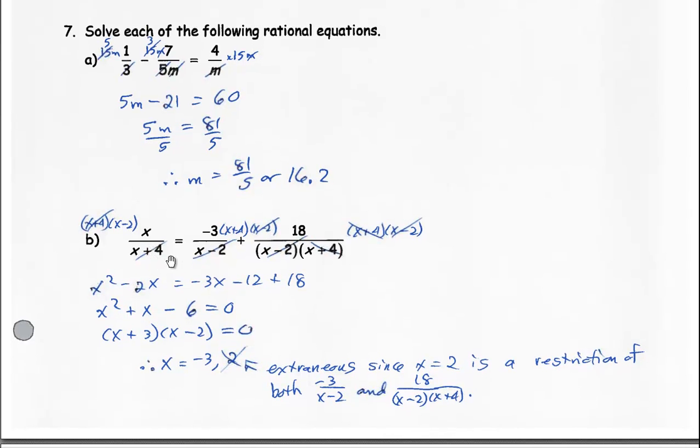For 7b, we have denominators of x plus 4, x minus 2, and then x minus 2 times x plus 4. So the common denominator would be x plus 4 times x minus 2. So we multiply everything, both sides, by x plus 4 times x minus 2. And on the left here, the x plus 4s divide out, so we're left with x times x minus 2, which is x squared minus 2x. This x minus 2 will divide into that one, so basically we've got negative 3 times the x plus 4, so negative 3 times x is negative 3x, and negative 3 times the 4 is negative 12.